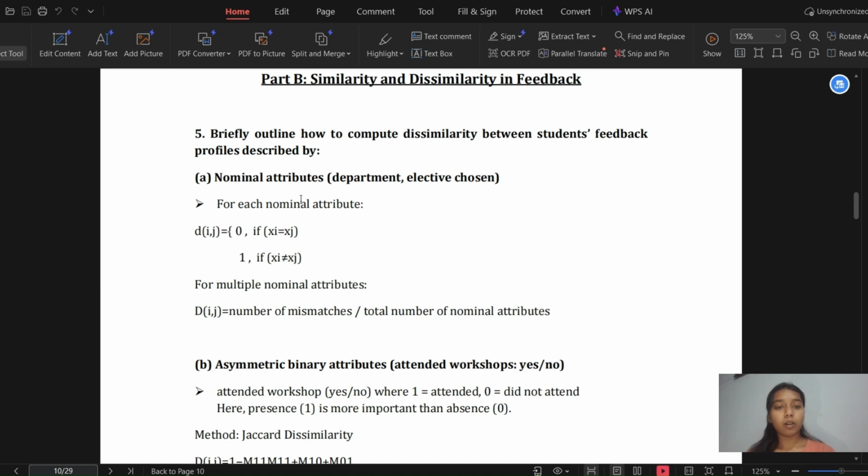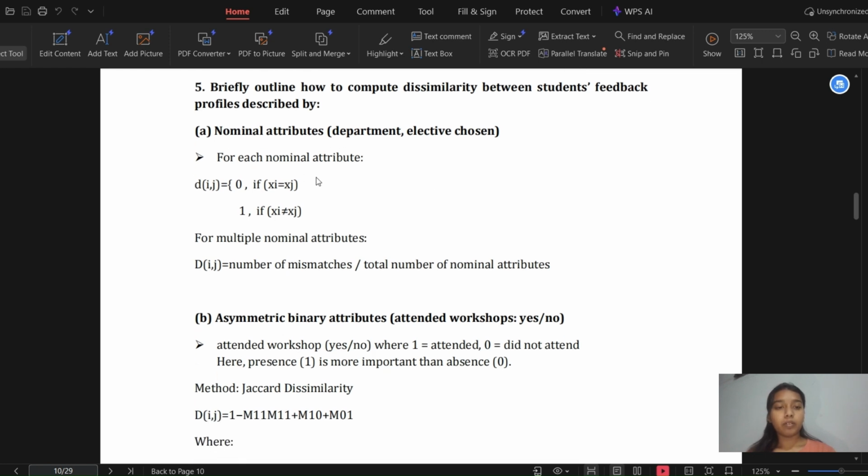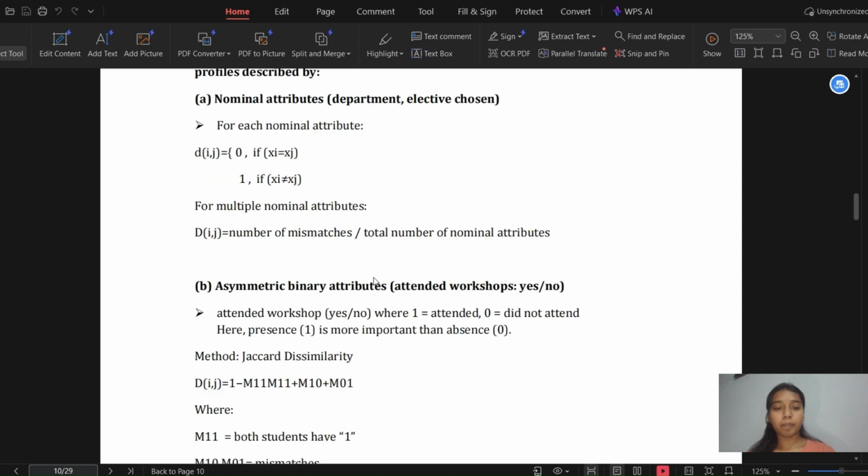First part is nominal attributes, that is department and elective chosen. For each chosen attribute, dij equals 0 if xi and xj are equal, and 1 if xi is not equal to xj. For multiple nominal attributes, dij equals the number of mismatches divided by the total number of nominal attributes.